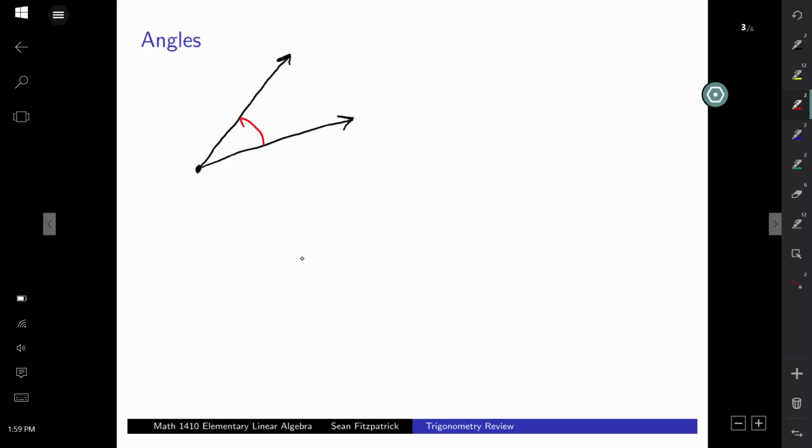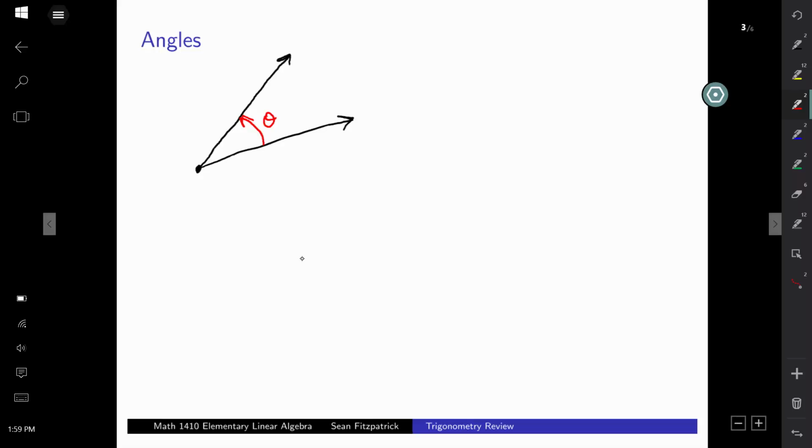So I can measure, for example, this way. So I could measure an angle like that and call that angle theta. We tend to use this Greek letter theta to measure angles. Now, of course, we could measure it that way, but there's quite a bit of ambiguity here. There's not a unique angle that's defined.